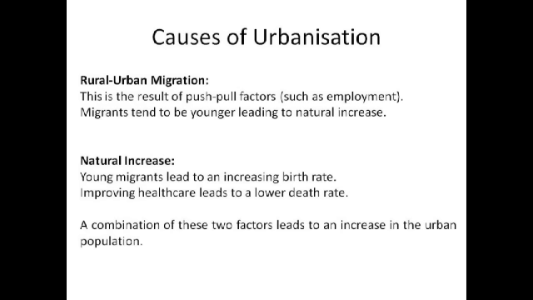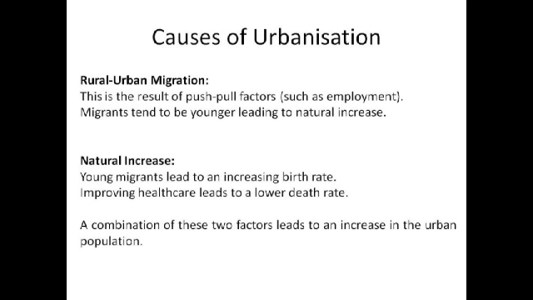There's two main causes of urbanisation, rural-urban migration and natural increase. Rural-urban migration is the result of push-pull factors such as employment. So people see, ooh, there's loads of jobs in the city, let's all go to the city. So everyone goes from the countryside to the city, especially when there's like droughts and problems in the countryside so they can't do proper farming. Migrants often tend to be younger because older people are too frail to make the move. So that leads to natural increase because they're sort of childbearing age. They go find a partner, get it on, have some babies, and then you get natural increase.